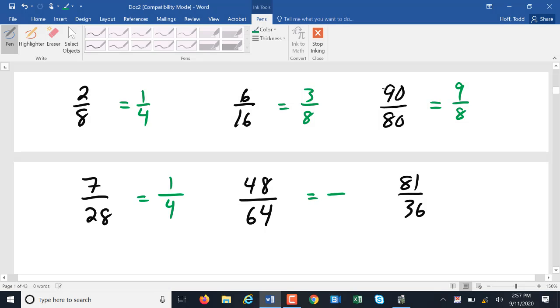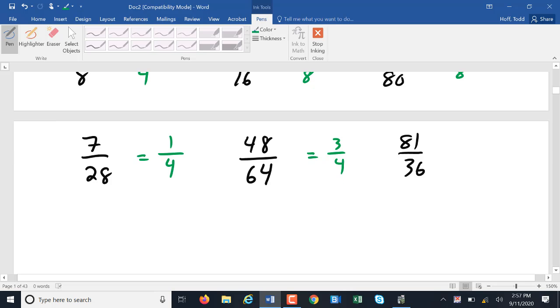48/64 reduces to 3/4. Good. Both of those actually divide by 16. If you didn't see that, though, they're both even. You could have divided by 2. In fact, you keep dividing by 2. You do that 4 times and you get down to 3/4. 81/36. There you go. They both divide by 9 because it's 9/4.